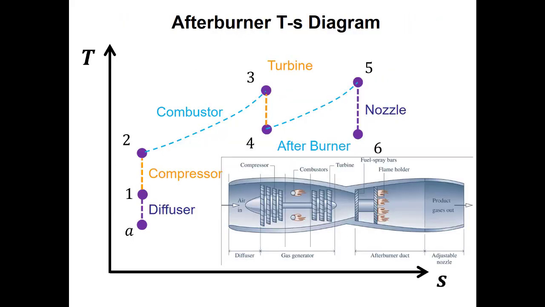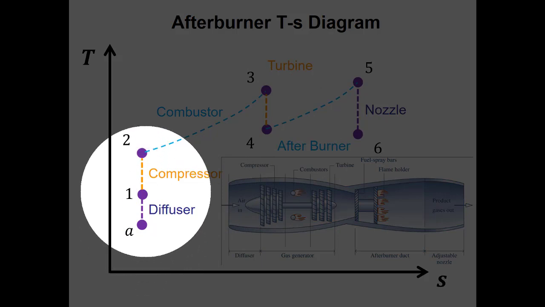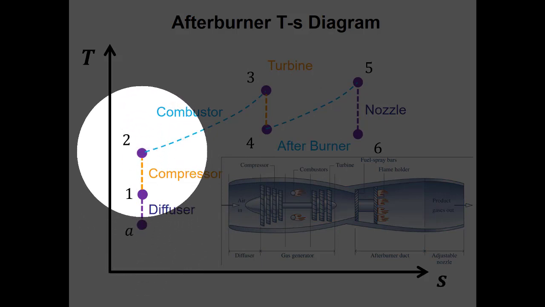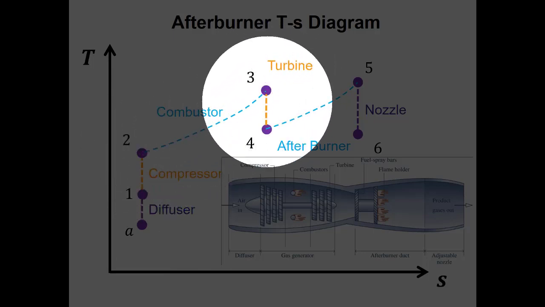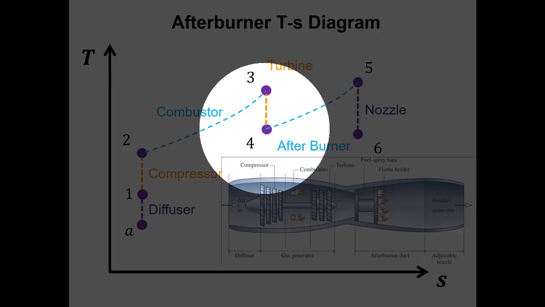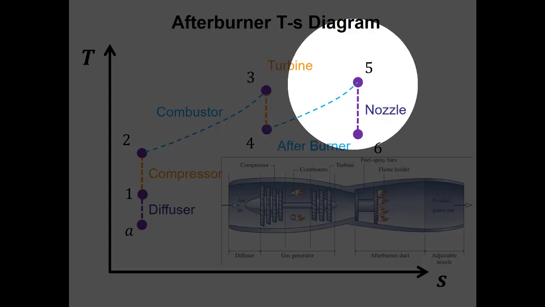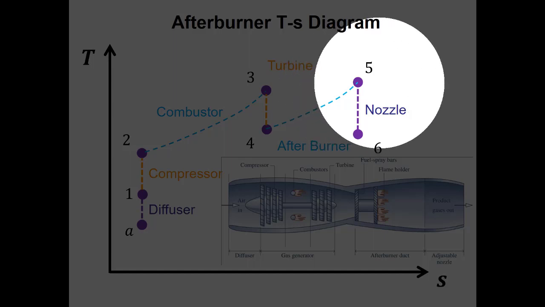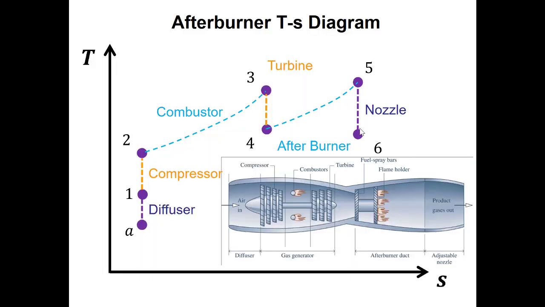If I was drawing a TS diagram in this case, what I do is I'm going through my diffuser, which I'll say is isentropic. Then I'll go through my compressor. If it's isentropic, this will be a vertical line too. Now I'll add heat through the combustor. Then I'll go through the turbine, developing enough power only to run my compressor. Then I'm going to do a second combustion phase in my afterburner to increase the enthalpy at state 5 going into the nozzle. Then I turn as much of this enthalpy as I can into kinetic energy and maximize the velocity at state 6.